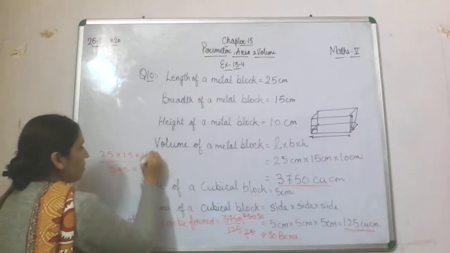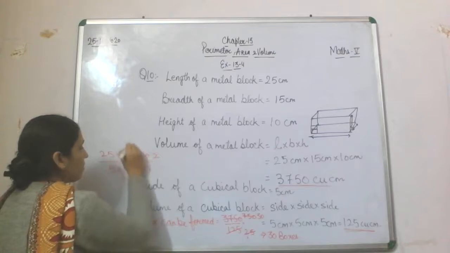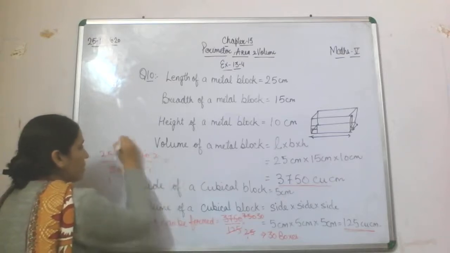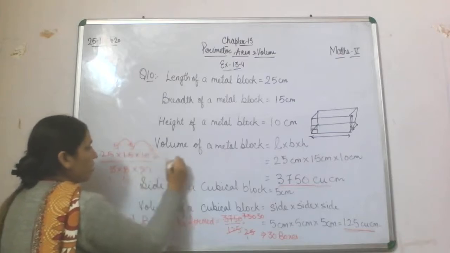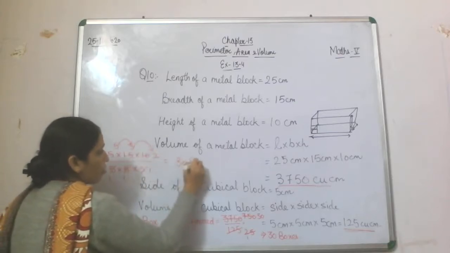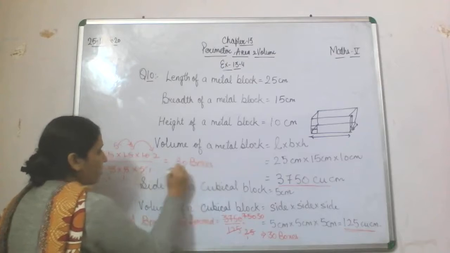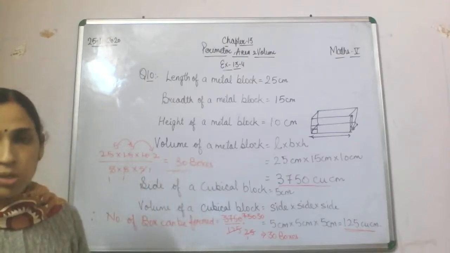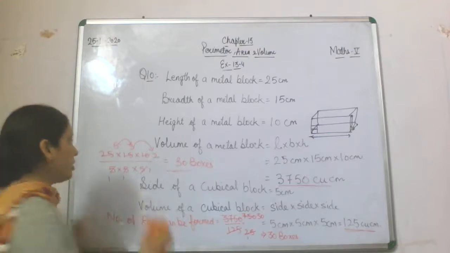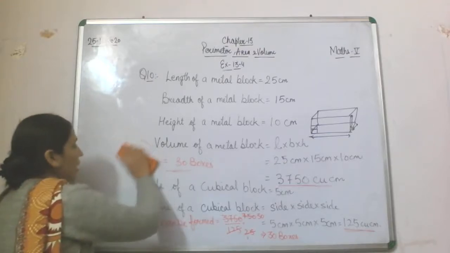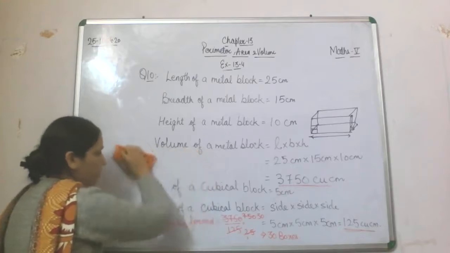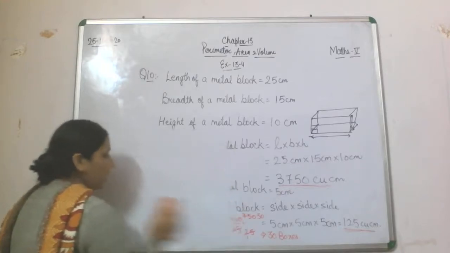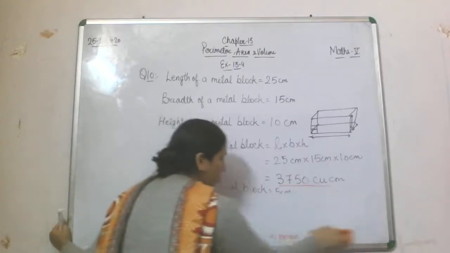So 5 ones are 5, 5 twos are 10, 5 ones are 5, 5 threes are 15, 5 ones are 5, 5 fives are 25, 5 threes are 15, twos are 30 boxes. So this is one more method with which you can solve that question. So children, I hope that question is quite clear to you all, and this question is very important also because the concept is quite rare.